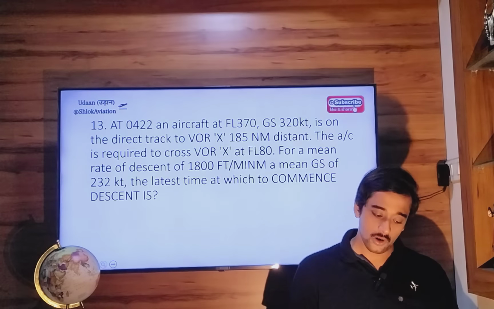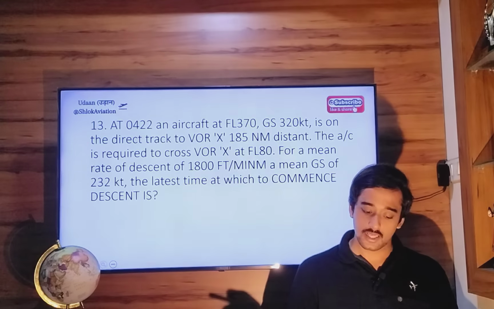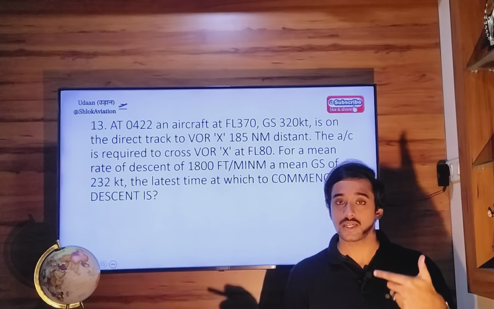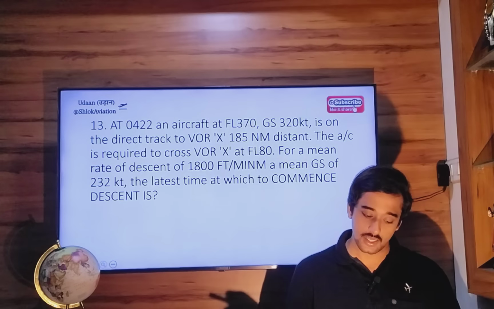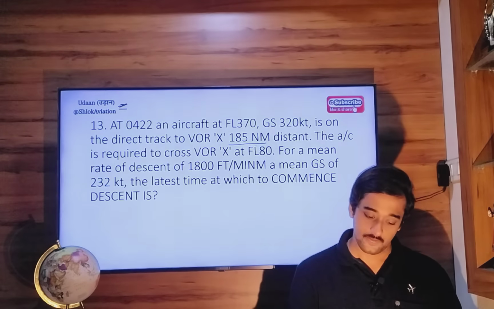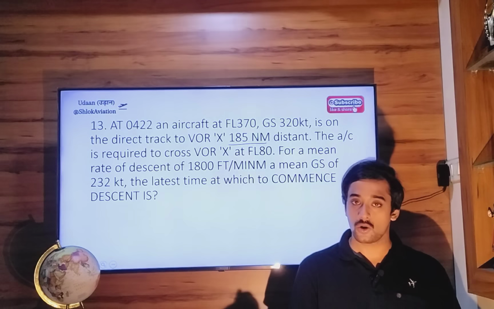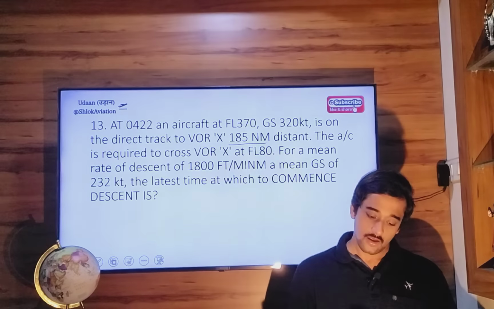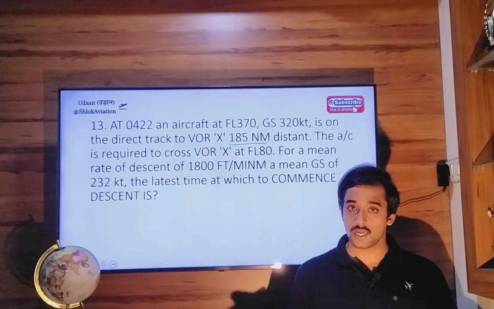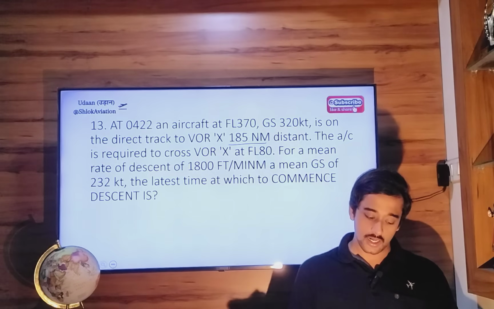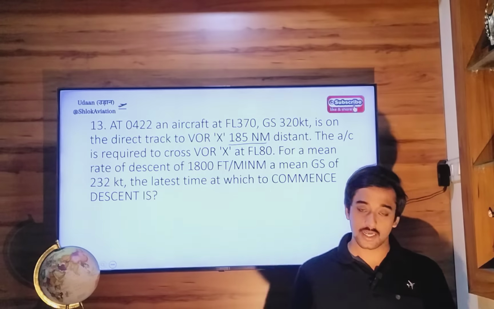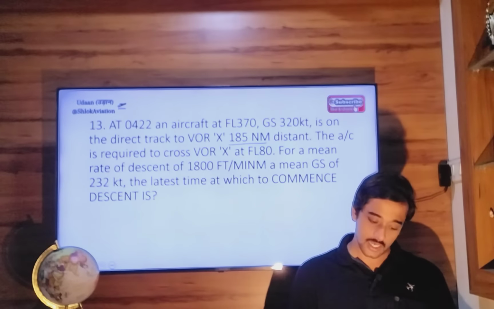Next. At 4 o'clock 22 minutes, aircraft is at flight level 370, speed 320 knots, is on a direct track towards VOR. So that means it's flying towards the VOR station, which is 185 miles away from it. Aircraft is required to overfly the VOR station at flight level 80, meaning 8,000 feet. For a rate of descent equal to 1,800 feet per minute, ground speed is 232 knots. The latest time at which to commence descent is what? At what time will you commence descent to arrive over the VOR station at flight level 80?